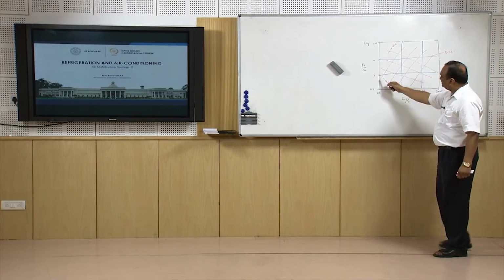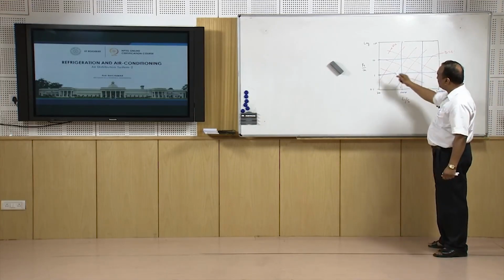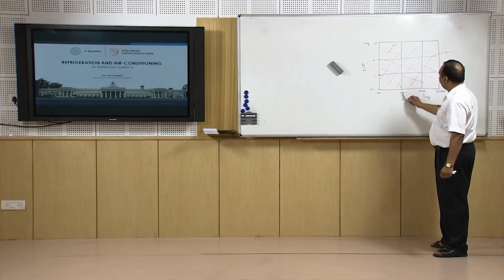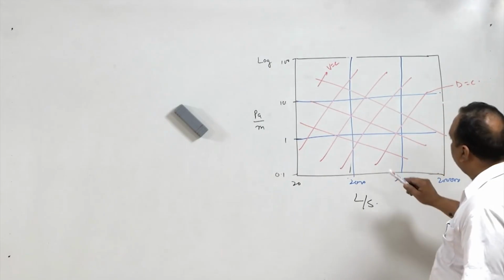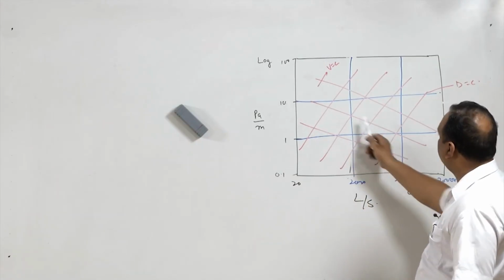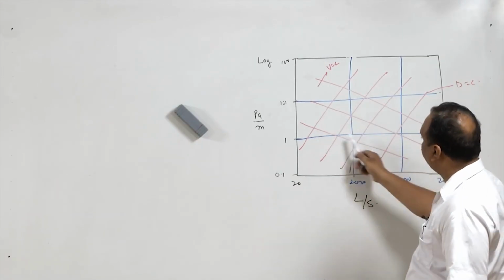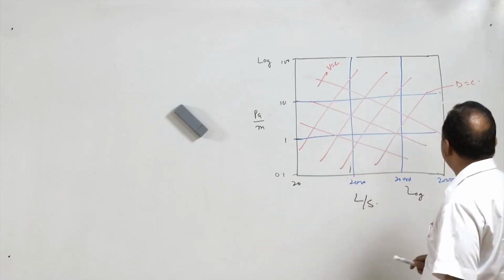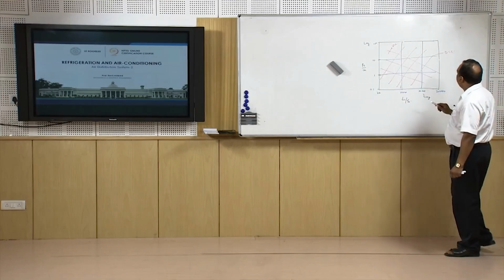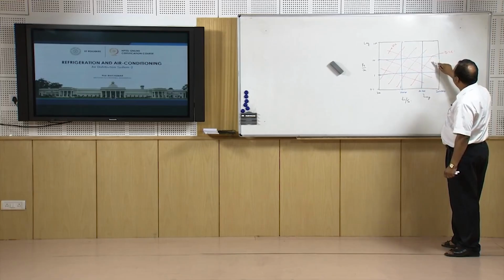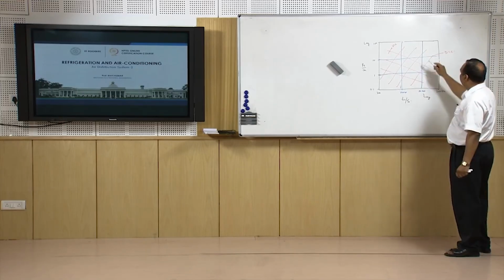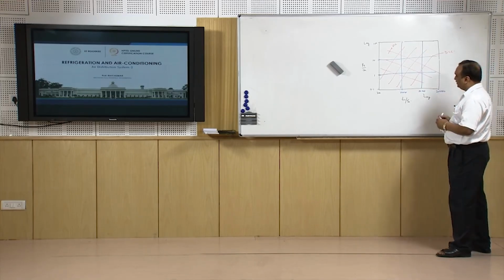Now horizontal lines for pressure drop, Pascal per meter, vertical lines for discharge, which is given in liters per second. There are inclined lines, right? They are constant velocity lines, velocity is increasing in this direction, and there are another set of inclined lines which are constant diameter lines where diameter is increasing in this direction.